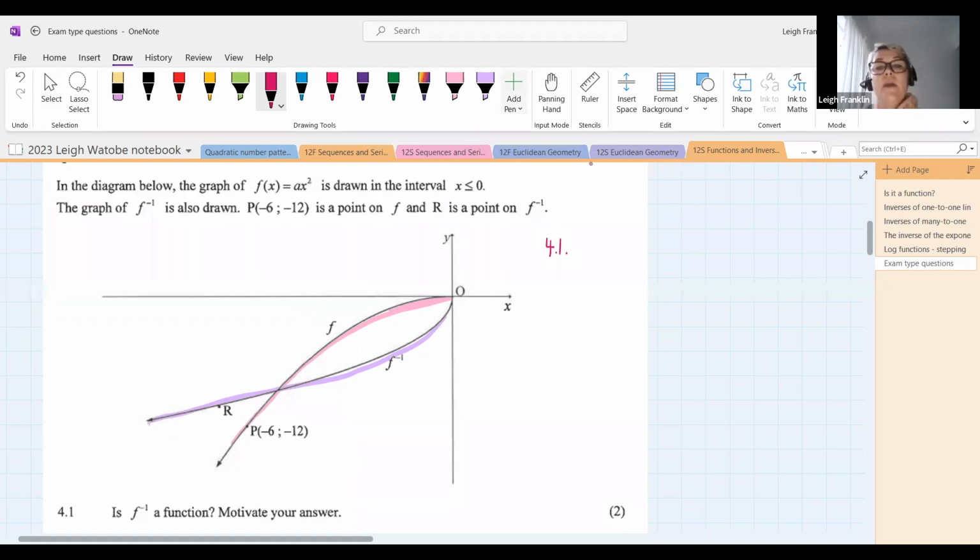I agree. Okay, well, that's perfectly correct. Yes, it is a function. Now we have to give a reason because they want us to motivate our answer. So why? What could we say here? You're all correct. Yes, it's a function, but why? Why is it a function? Yeah, perfect. Okay, so it passes the vertical line test. Is there anything else we could say?